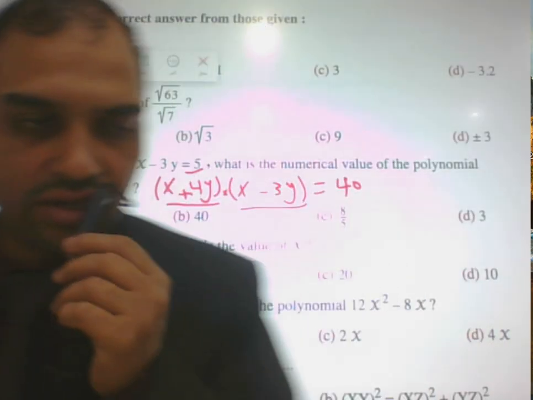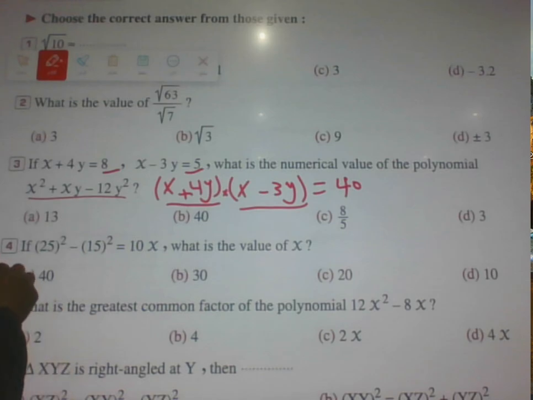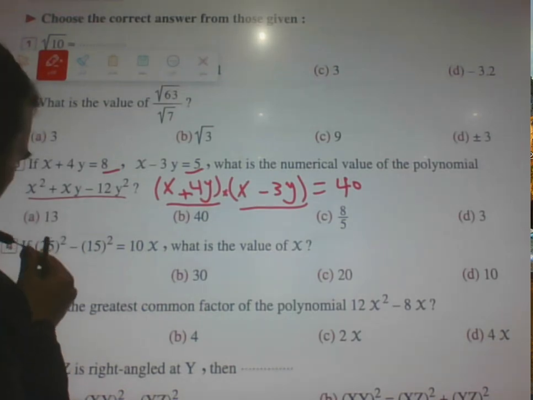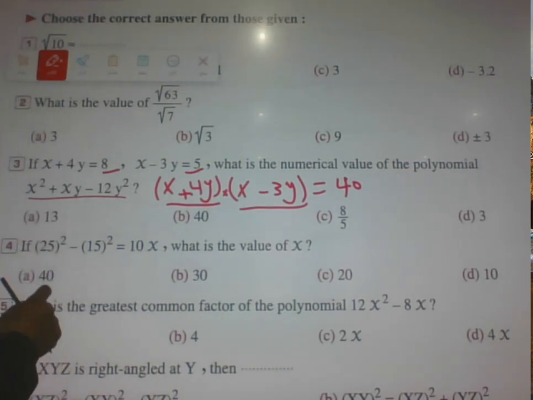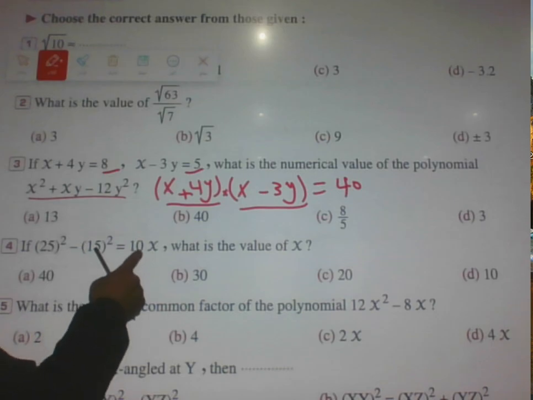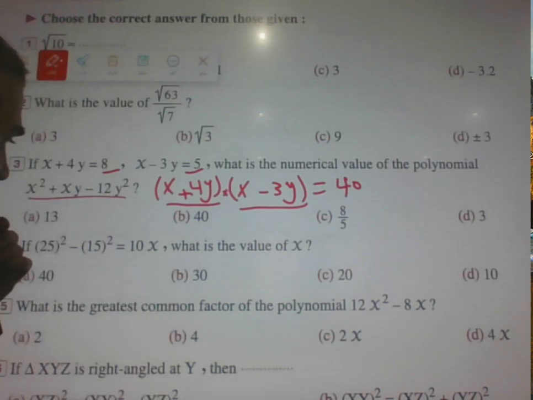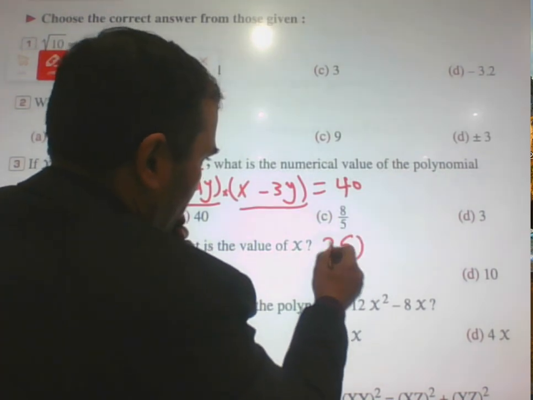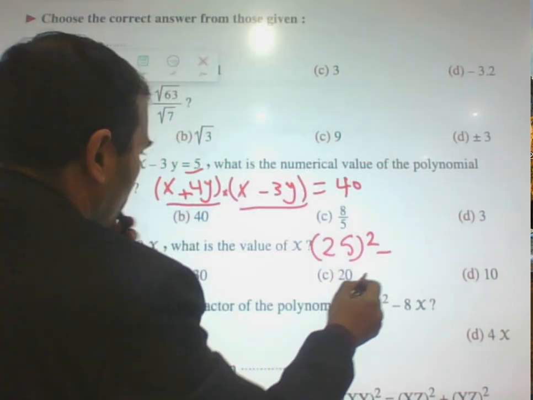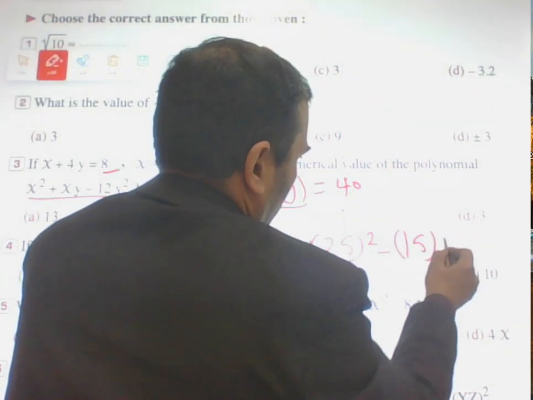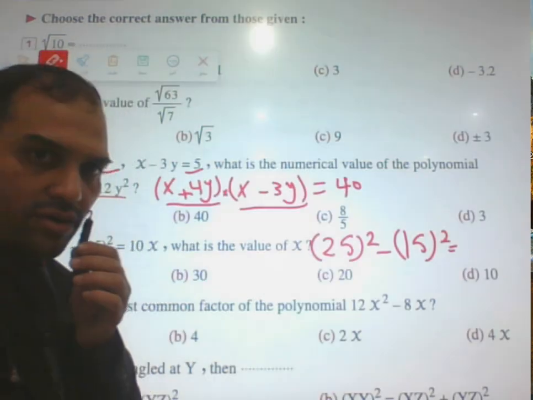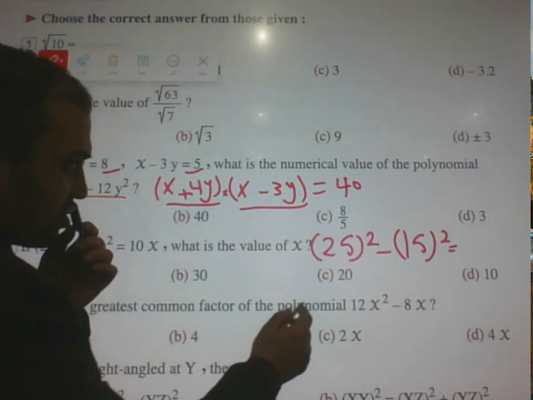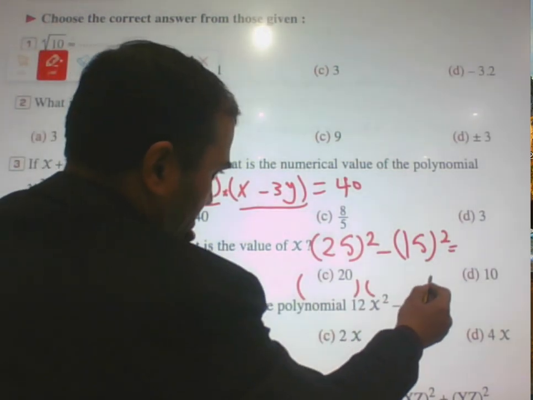Okay, next question here. Number 4. If 25 power 2 subtracted by 15 power 2 equals 10x, what is the value of x? We can simplify it by factorizing. We have 25 power 2 subtracted by 15 power 2. We can simplify it by factorizing the expression. Open two brackets like this.